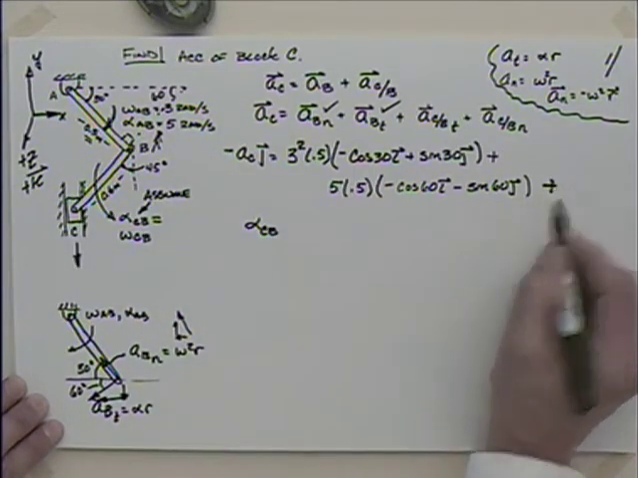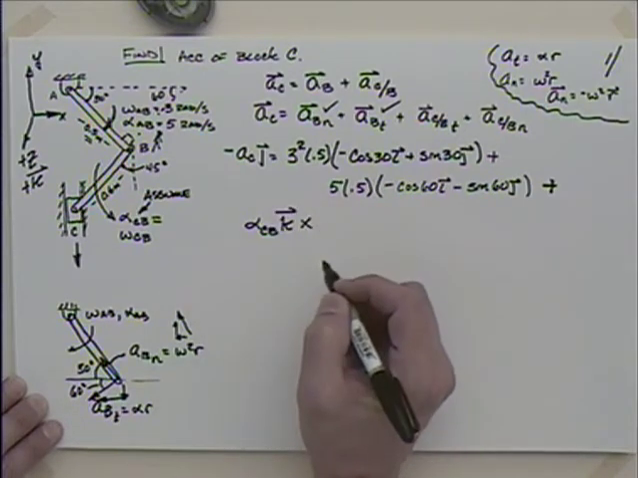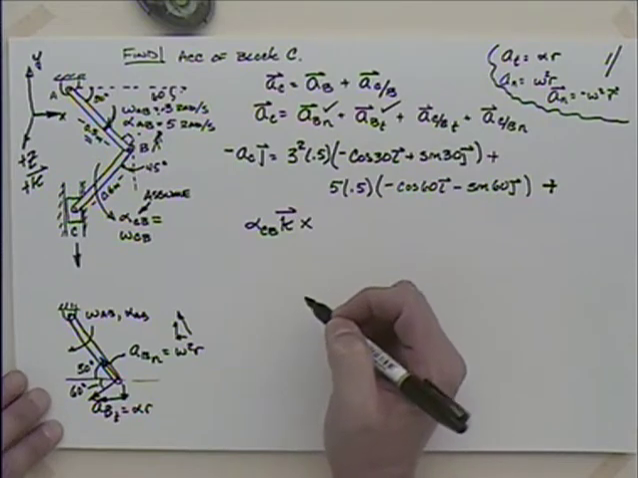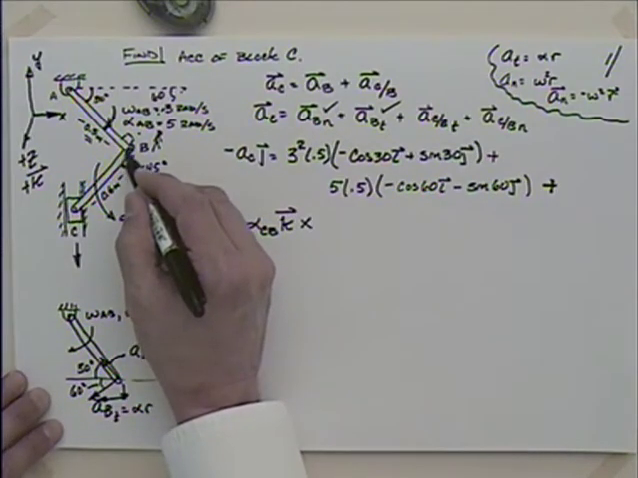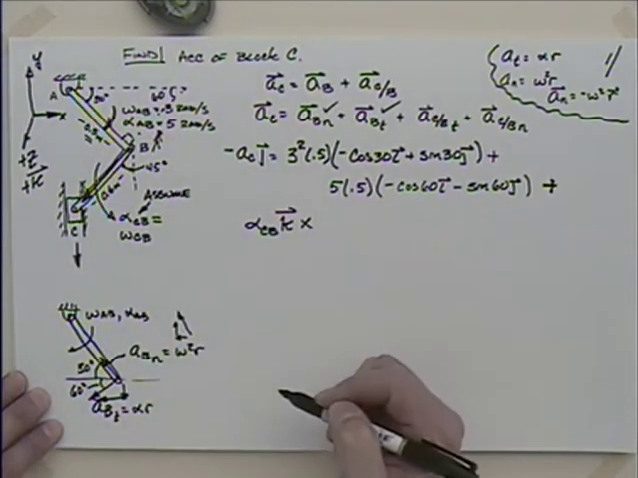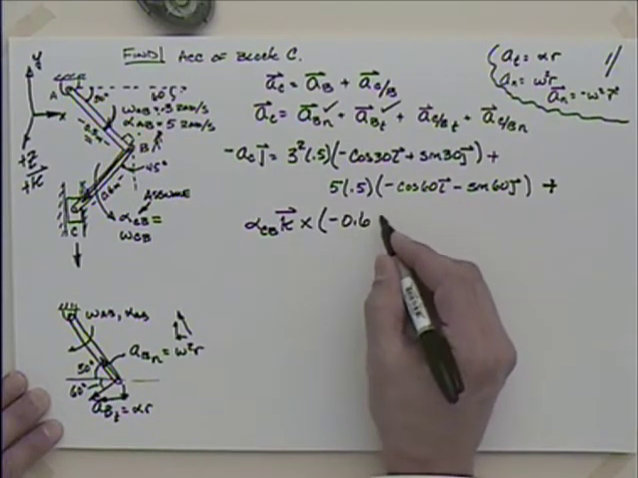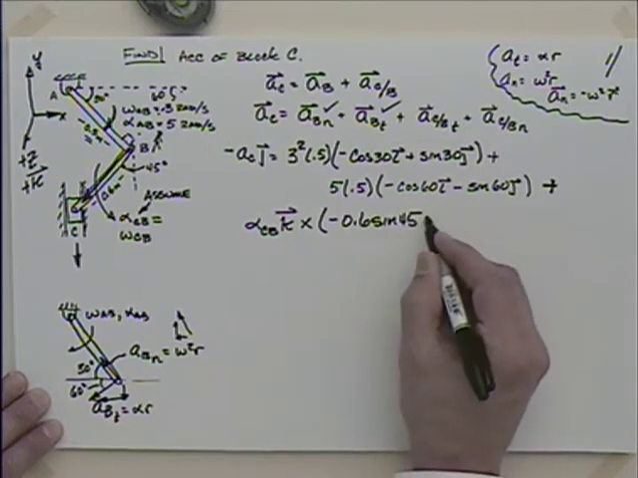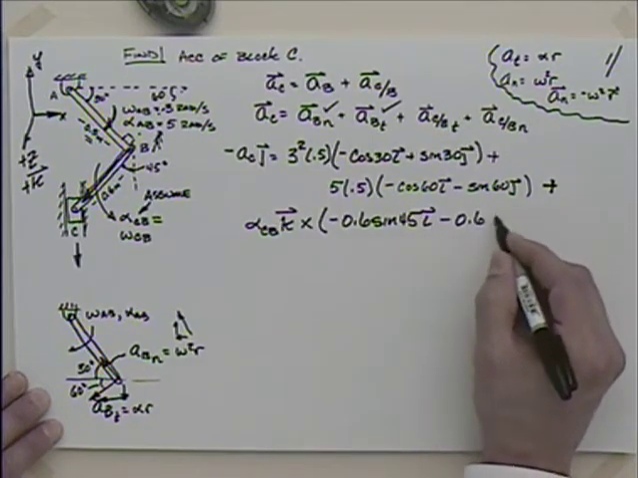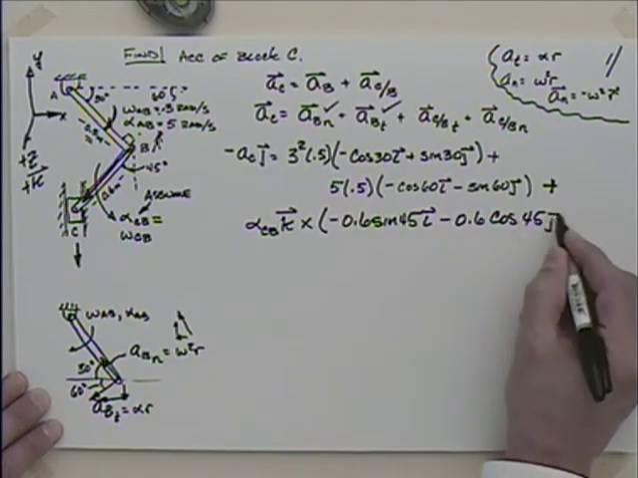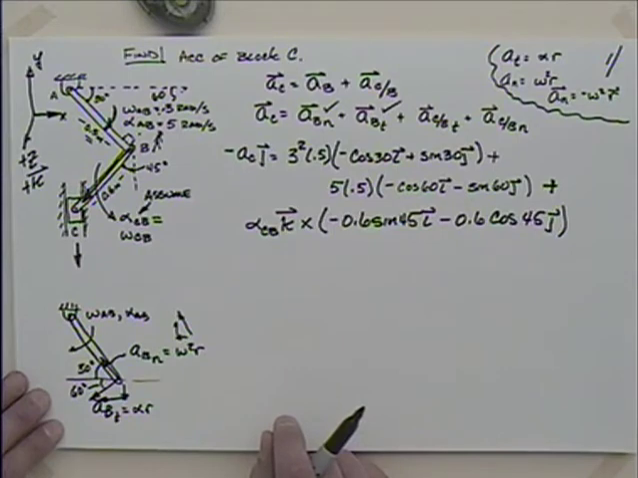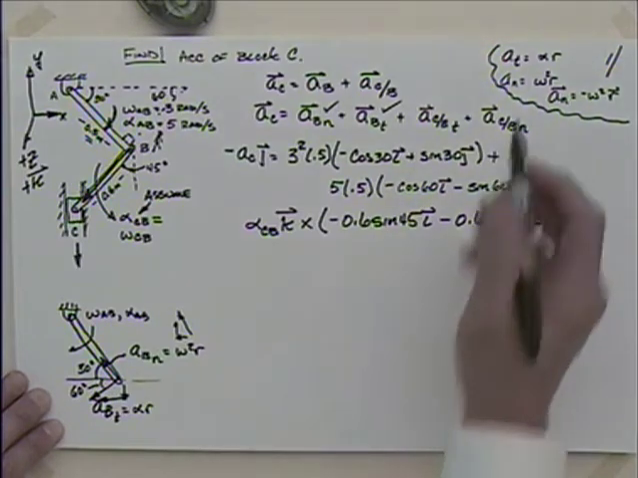I'll leave this positive over here. Positive in the k direction, and I'm crossing that with what? I'm crossing that with the R that goes from B to C. There's the R. So how do I get from B to C? Well, it's going to be minus 0.6 sine 45 in the i direction, minus 0.6 cosine 45 in the j. Is that right? Yeah, both of them should be negative because it's down and to the left. I think we're okay with that. Good, so that took care of that one.